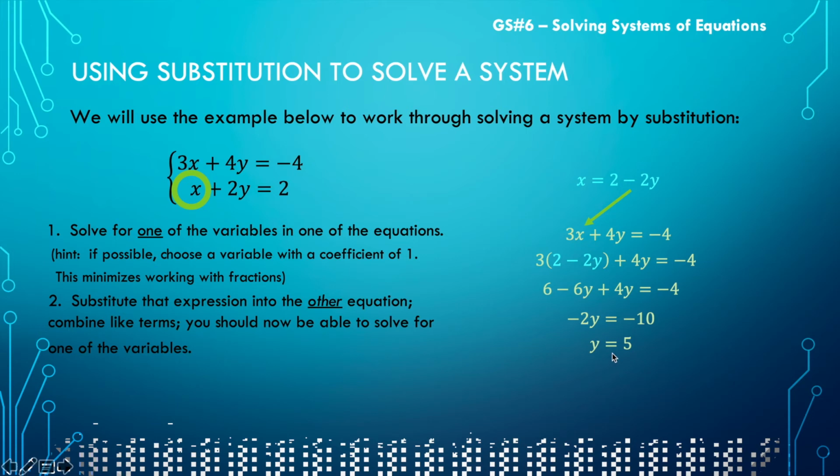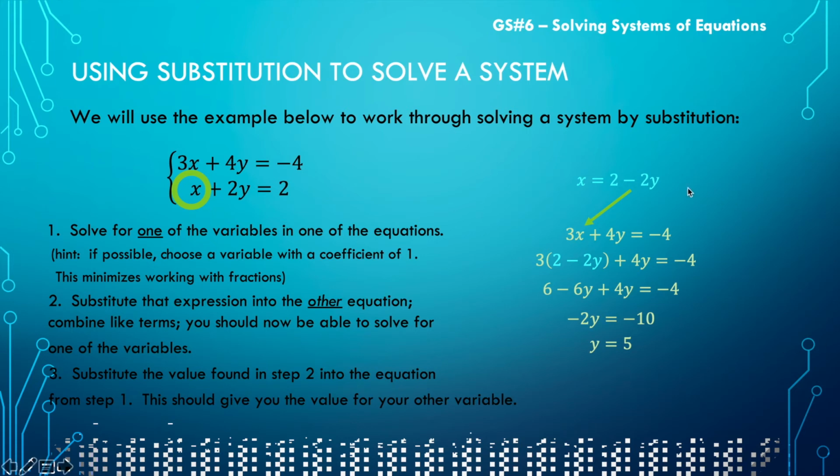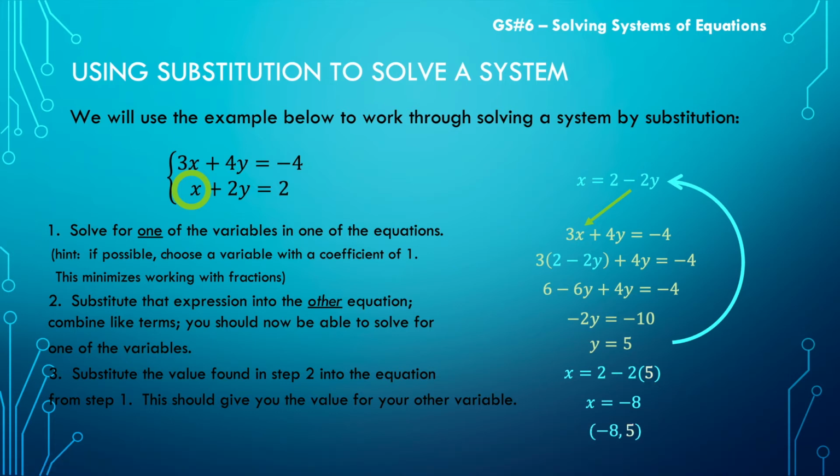So in order to find that x coordinate, we're going to take this y value that we solved for, and we're going to sub it back into the equation we found in step 2. So we're going to take it and sub it right back in right there. And so we're going to replace this y with 5, and we're going to get x is equal to 2 minus 2 times 5, which is also known as negative 8. So we think that our solution is negative 8 comma 5.